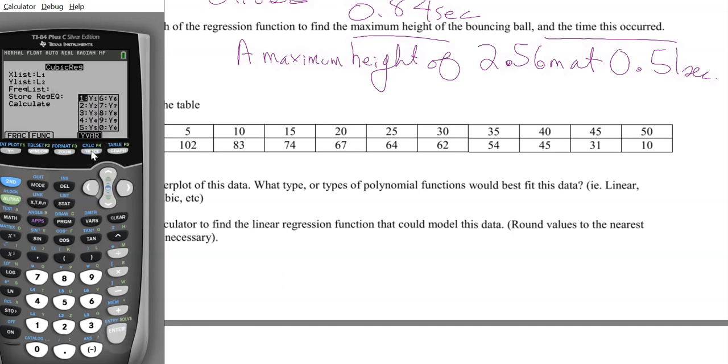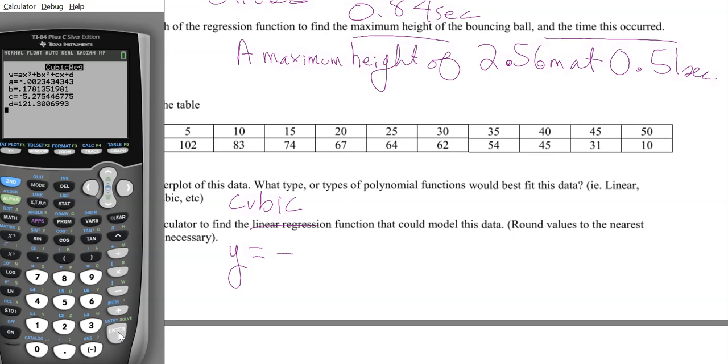Alpha F4 enter is a different way to get a Y1, if you've got a newer calculator. Otherwise, vars, Y vars, enter. And then hit calculate, and it'll get you the equation. So cubic. Oh, this said do the linear. Nah, never mind. So cubic.